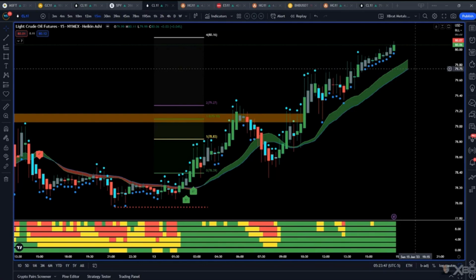This is a TradingView version. Remember, the xBrat Algo is the signal, the Bias Depth Heatmap is the confirmation, and then the manager helps us manage that trade.